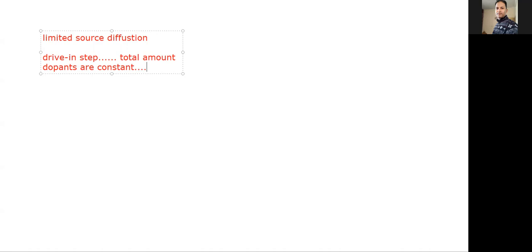So in a way you have removed the source of dopant from the top. This happens when you have removed, for example, phosphosilicate glass or borosilicate glass. So there are no dopants reaching inside the substrate from the top surface. This condition is termed as constant dopant diffusion or limited source diffusion.